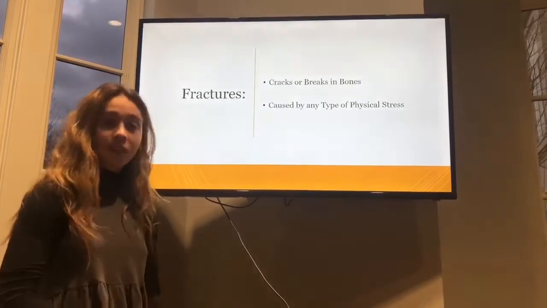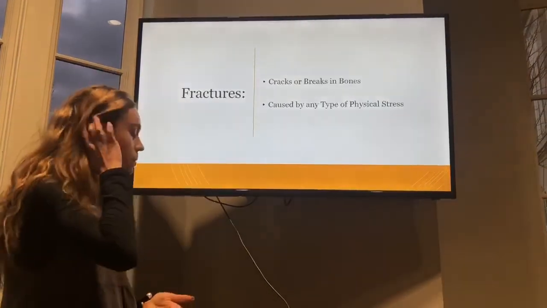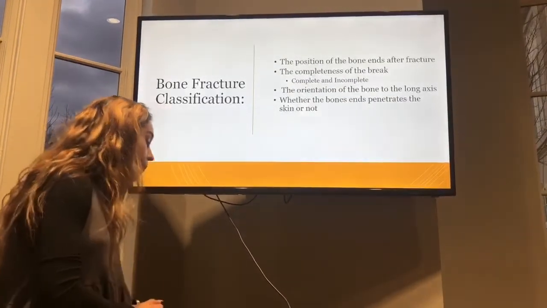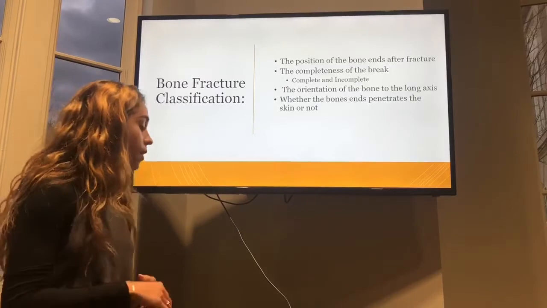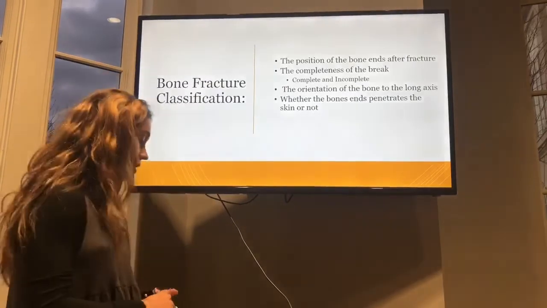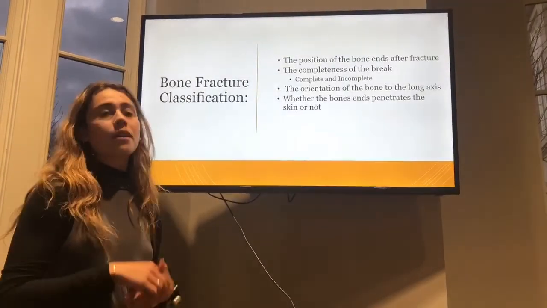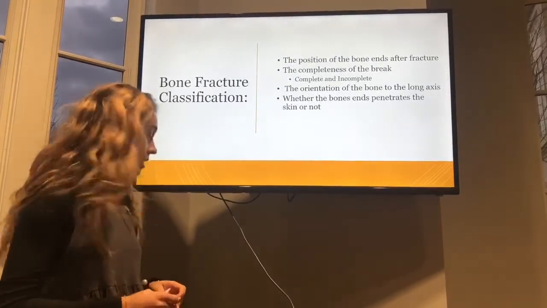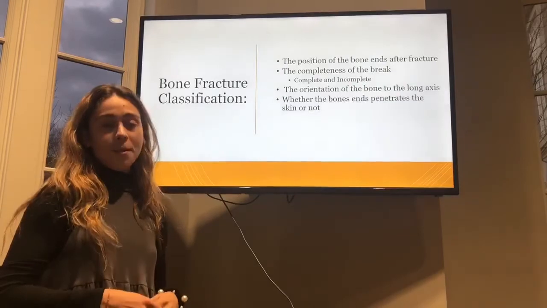Fractures are defined by cracks or breaks in the bone and can be caused by any type of physical stress. Bone fractures are classified by the position of the bone ends after the fracture, the completeness of the break, whether it be complete or incomplete, the orientation of the bone on the long axis, and finally, whether or not the bone end penetrates the skin.